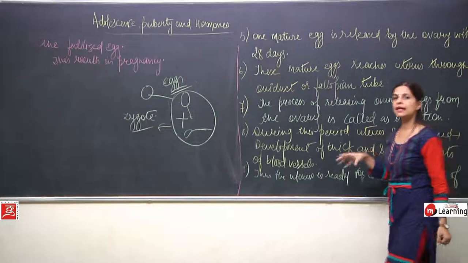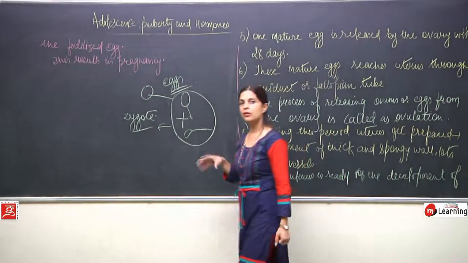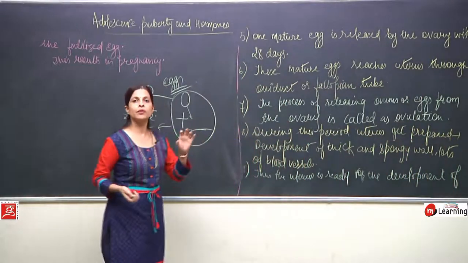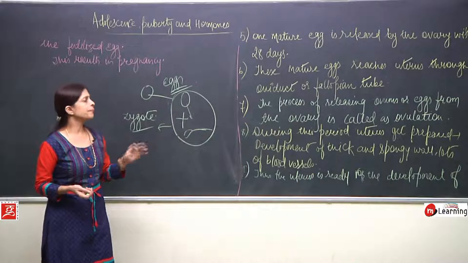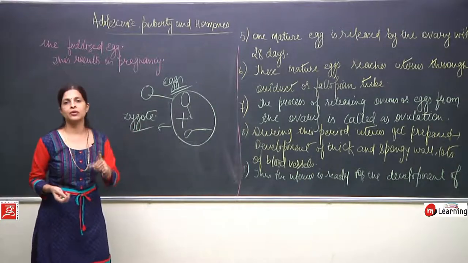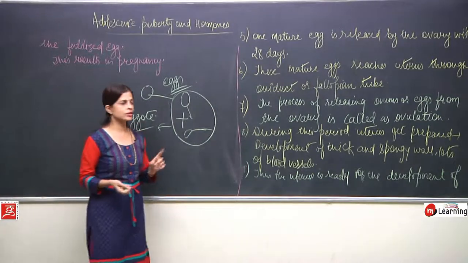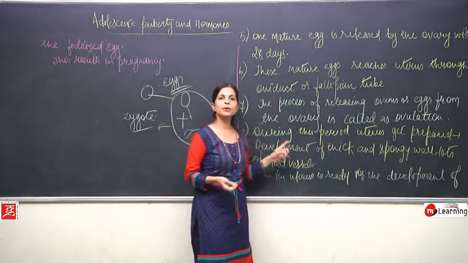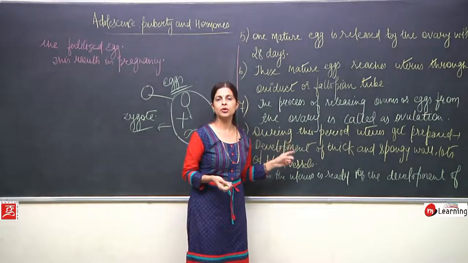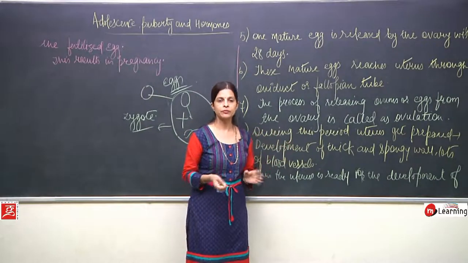Now, where will this egg go? This ovum will reach the uterus, children. Through what will it reach? Through the fallopian tube or oviduct, it is going to reach the uterus.